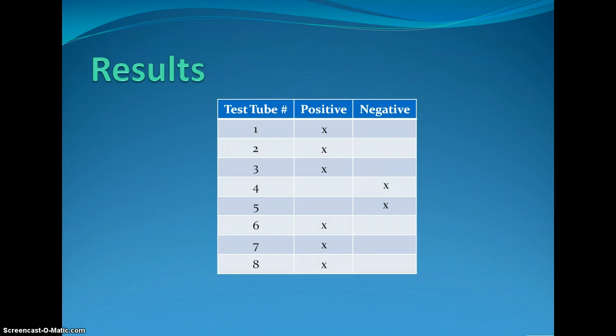So here we have provided a final chart that shows all of the test tubes' results. And the bag's contents are expressed in test tubes 1 through 4, while the beaker's contents are expressed in test tubes 5 through 8.